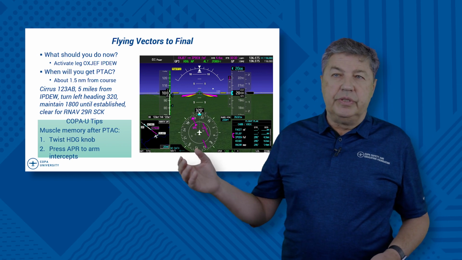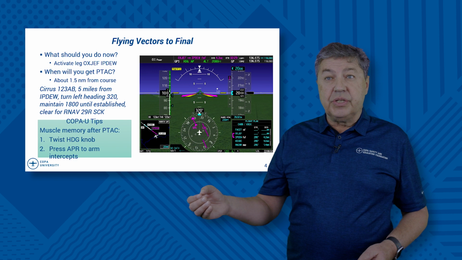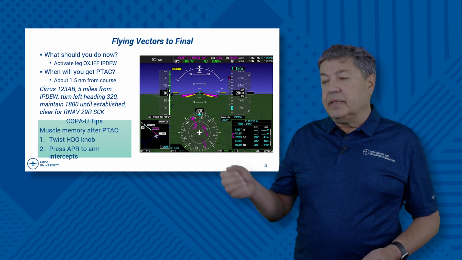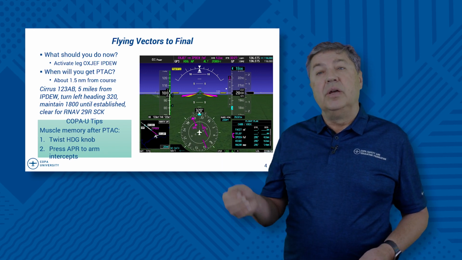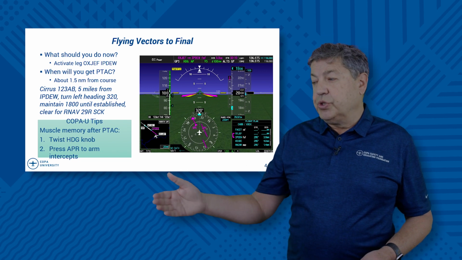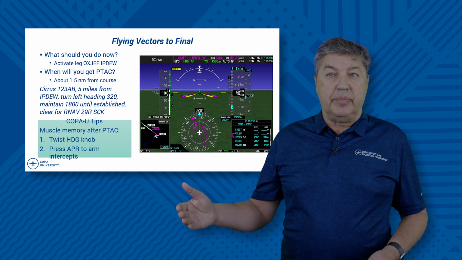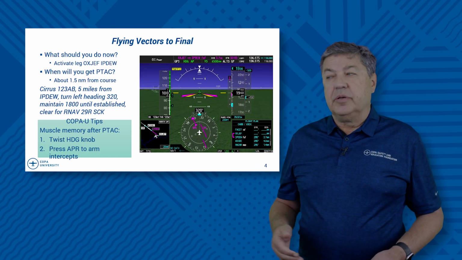You should develop what I call a muscle memory, which are the actions that follow each other in sequence. When you get that clearance, your first task is to twist the heading bug to the assigned heading. But immediately after, you should press approach, because that arms the intercept, including the intercept of the glide path or glide slope later on.